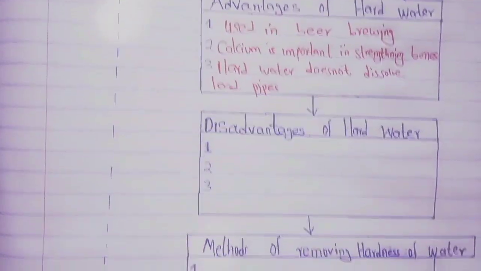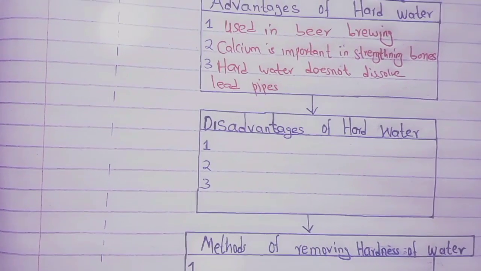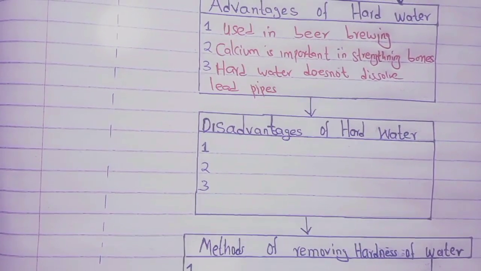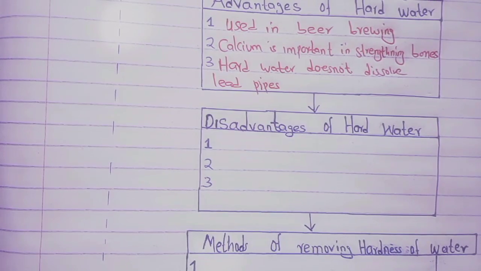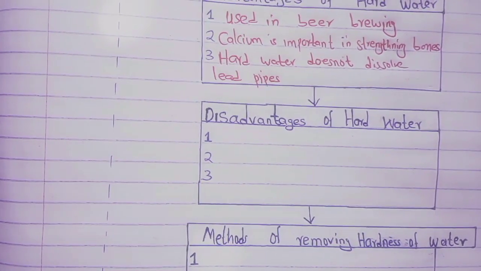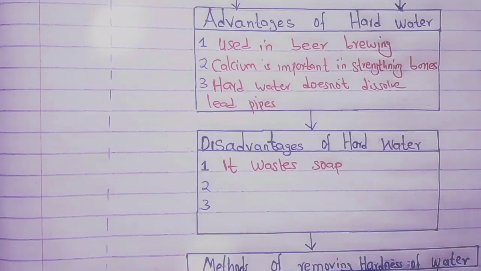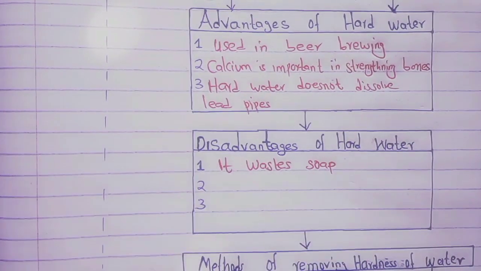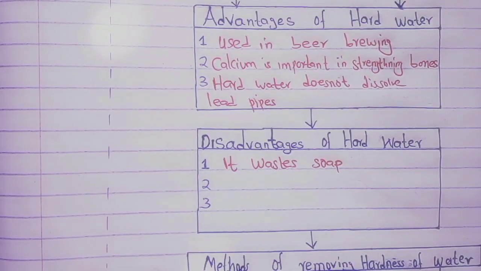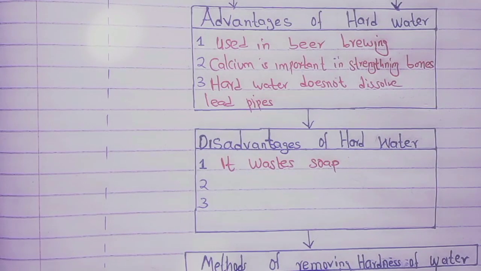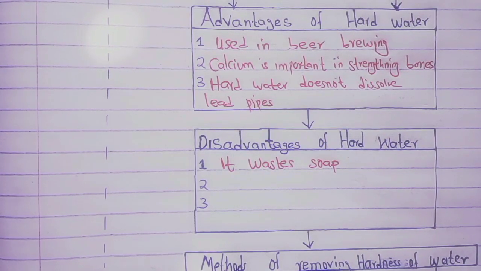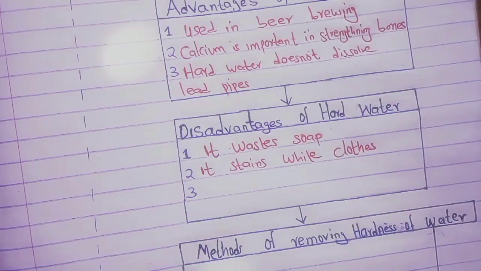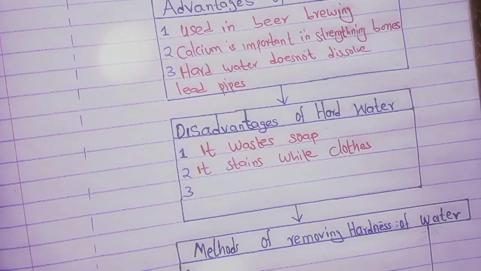Okay, let's go to the disadvantages of hard water. We also have 3 of them. The first one is hard water wastes soap. In other words, we require a lot of soap to wash using hard water. The other disadvantage is hard water stains white cloth because it forms a scum on the white cloth. So we are saying hard water stains white cloth.